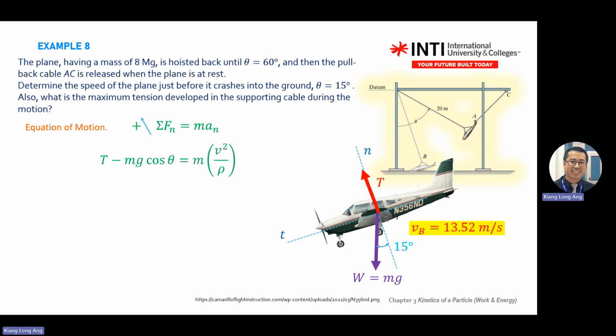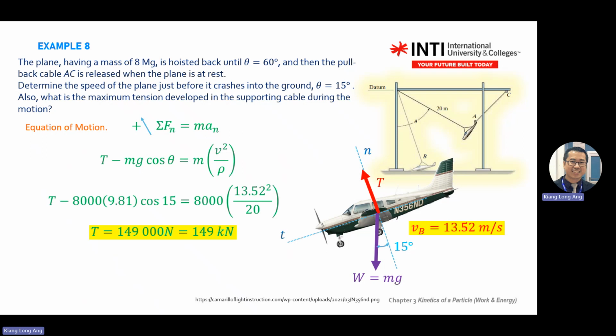Don't say, Dr. Ang, I cannot find an answer. You learned it in chapter 2 already. Curvilinear motion is always tied up with a equals an plus at. They always have two vectors, normal and tangent direction. You substitute all the values and get the answer. The question asks for the tension at 15 degrees. Tension at 60 degrees is another case, but the question asks at theta equal to 15 degrees.